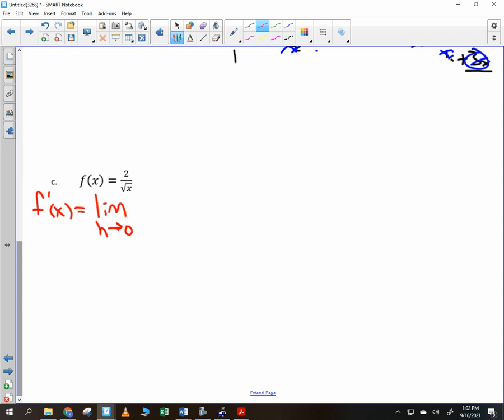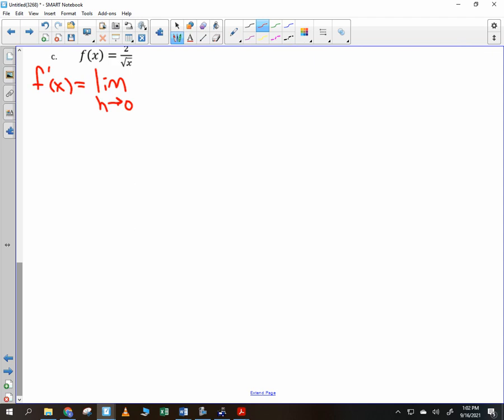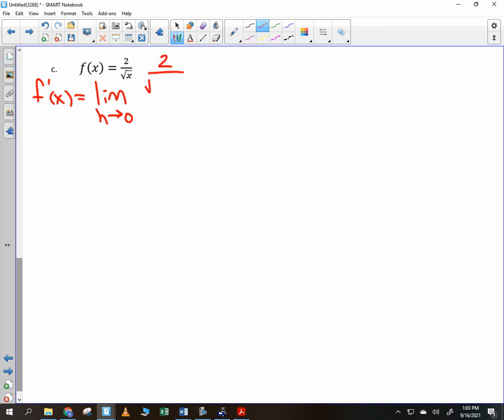Okay, on your own, please try to write the first expression. Don't try to do any of the algebra yet. Just try to write the first expression. See if you can do that. Okay, is that what you got?